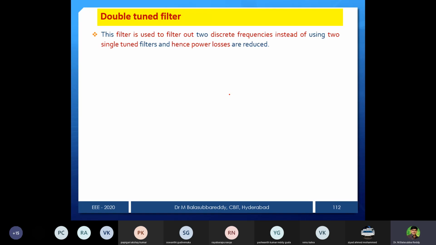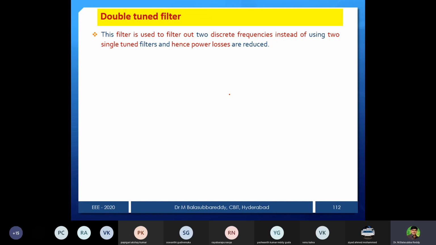Another one is the double tune filter. In a double tune filter, we can see that two orders are going to be removed. Either you can use two single tune filters directly, but then the loss will be a little more, and cost and all these things are involved. That's why, in the transformer case also, for a three-phase transformer, let's consider what we are doing. There are two options: either a single unit of three-phase transformer, or three single-phase transformers used to form a three-phase transformer. They have their own advantages and disadvantages.